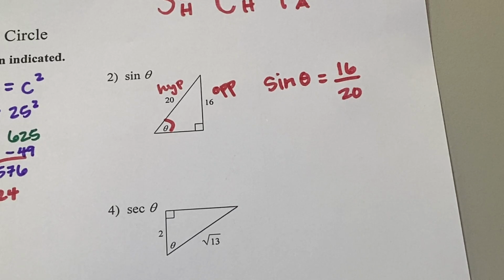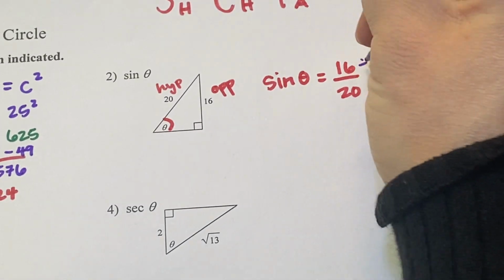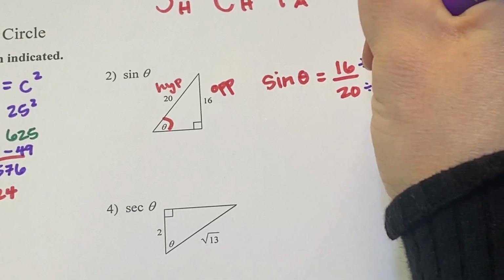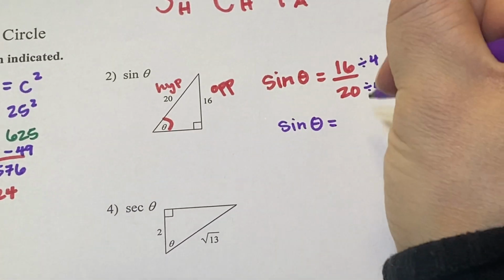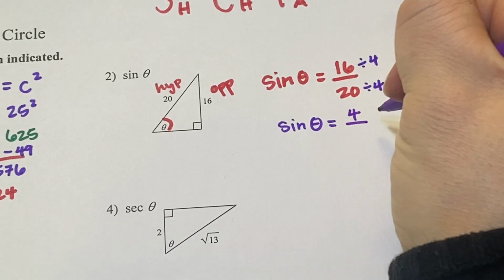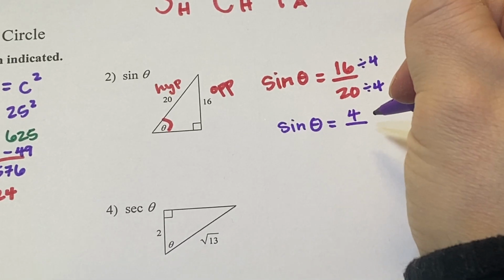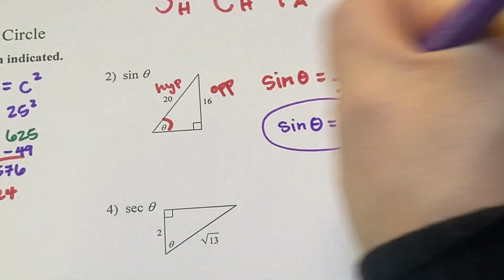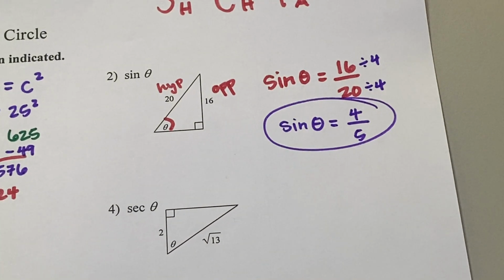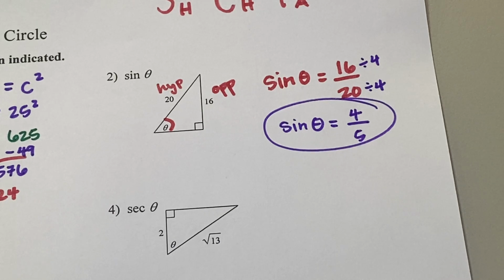Nice. Okay, let's do it. Let's divide both of these by 4, which is going to give us the sine of theta, 4 over 5. You got it. And look at that, 4 over 5. Beautiful.